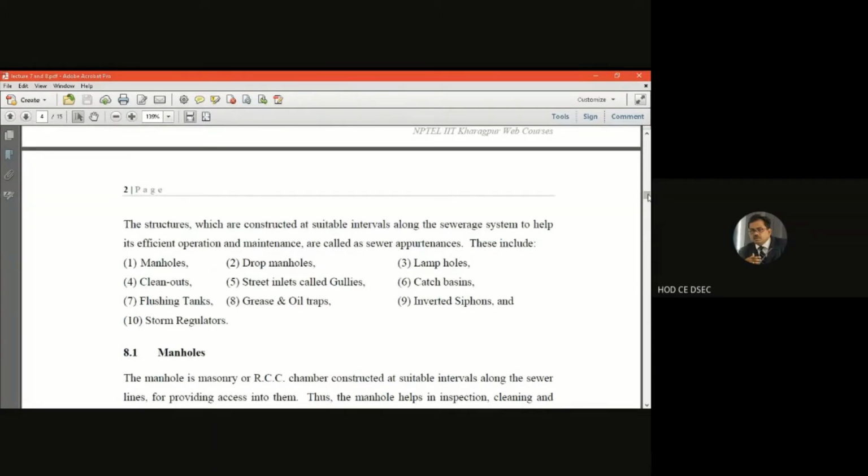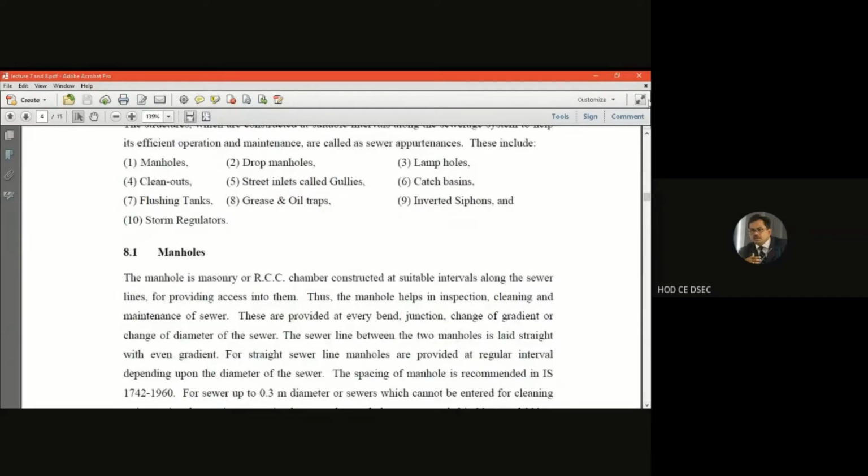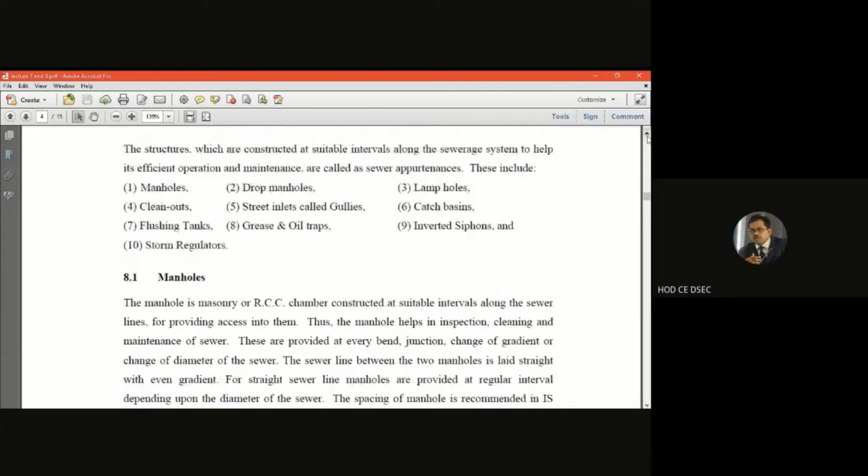Now it is convenient for me also to explain, because there are various structures which we call the sewer appurtenances. Why are these required? Because these are also constructed parallelly along with the sewer at suitable intervals to help its efficient operation and maintenance, and are called the sewer appurtenances.